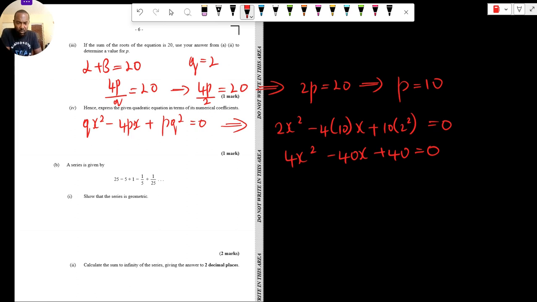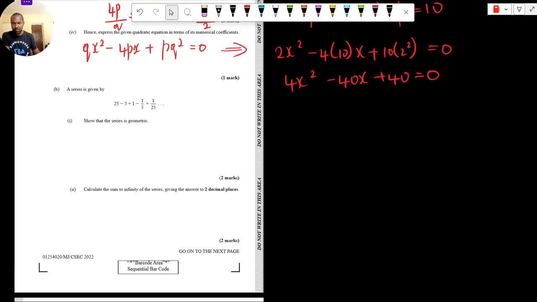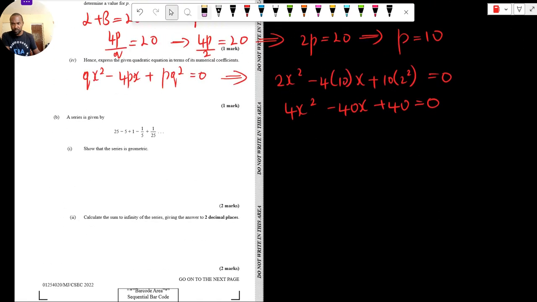For 1 mark. Now, obviously, if we examine the coefficients, 4x squared minus 40x plus 40, we'll realize that those coefficients have 4 as a common factor. So we could simplify by dividing through by 4, but there's no need to do that. We just basically substitute the values of q and p and just leave it as it is, all right? So that's it there for part A of the question. Right. Let's move on to part B.